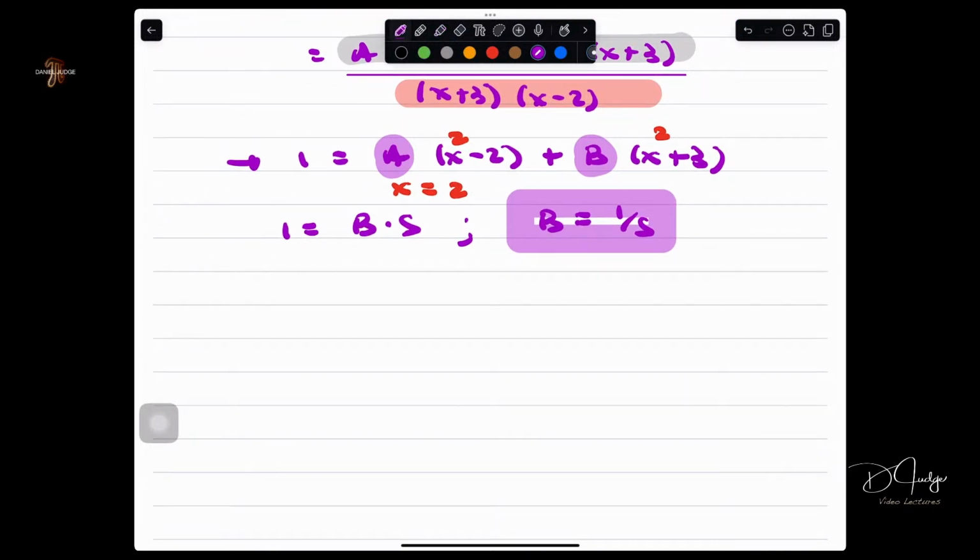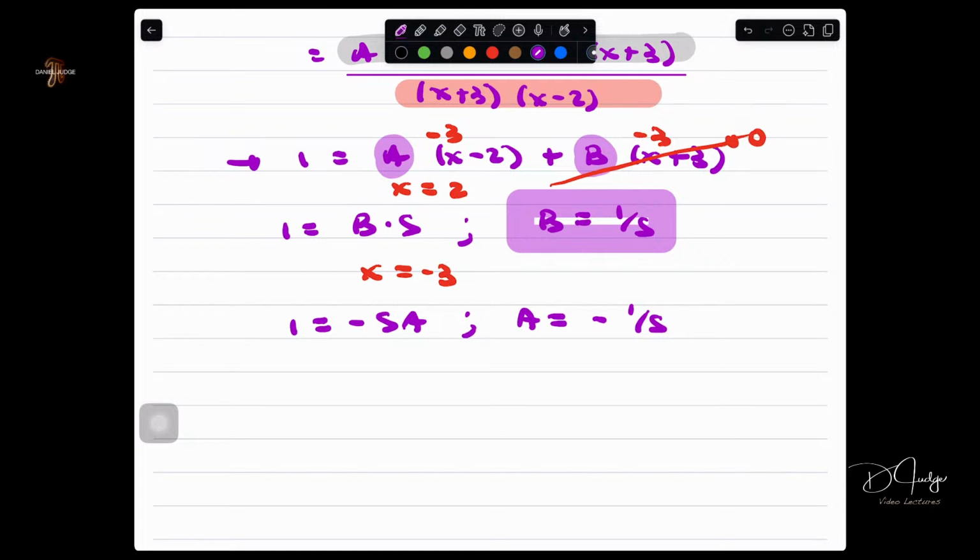Now we're going to let x be negative 3, because when x is 2, we zeroed out this term. We're going to now let x be negative 3. And when we do that, this b term goes away, and you end up with 1 is negative 5a, or a will be negative 1/5.